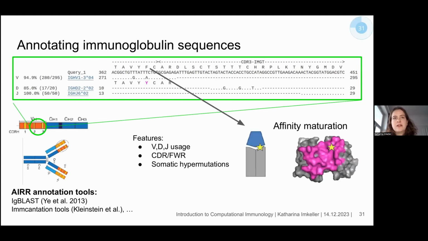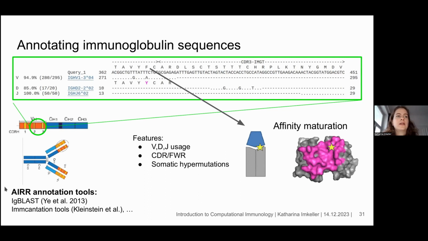There's an additional feature that I would like to mention, which is the somatic hypermutation feature. So the DNA encoding the immunoglobulin molecules can mutate within a B cell in order to increase the affinity of the B cell receptor to its antigen. This is shown here. And the way we annotate those somatic hypermutations is by comparing your sequence of interest to the reference database. And obviously, if there's a difference, you know that there was a mutation. And this mutation is typically located in the antigen binding site.